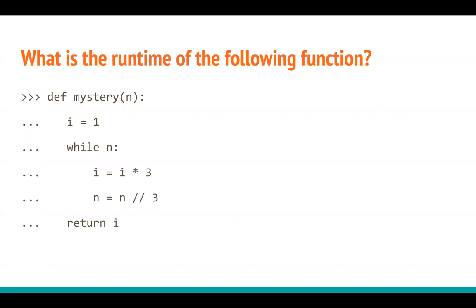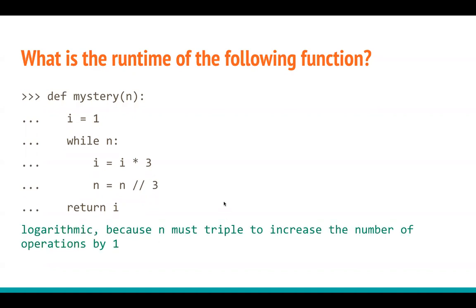Logarithmic. Right, so this one will be logarithmic. And to see why, if we triple n, for example, the number of operations is only going to increase by 1, because every time we divide our input by 3 here. So you can see that our input would have to grow faster than our number of operations.